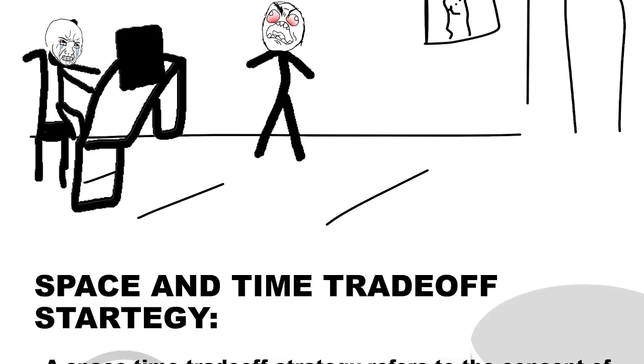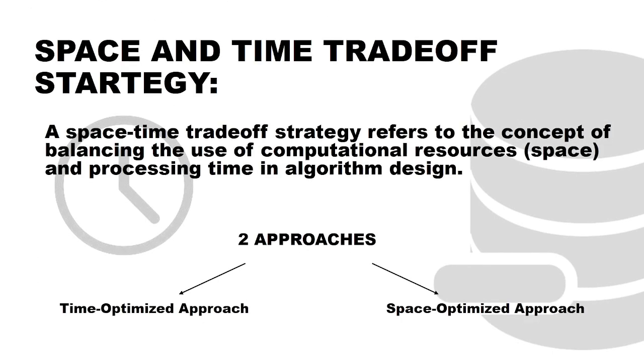Space and time trade-off strategy optimization involves choosing between using more memory for quicker results or less memory for a longer processing time, tailored to the specific needs of our problem or system. Well, we have the two approaches. Time optimization, which is the approach that uses less compression and faster decompression, and vice versa, which is the space optimized approach.